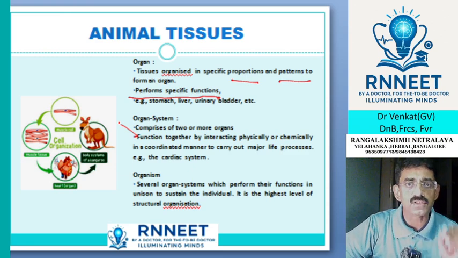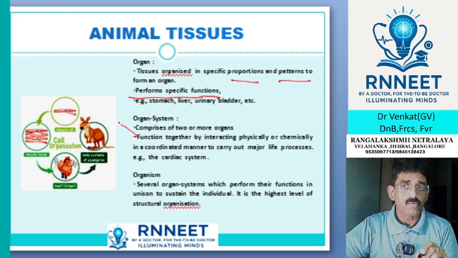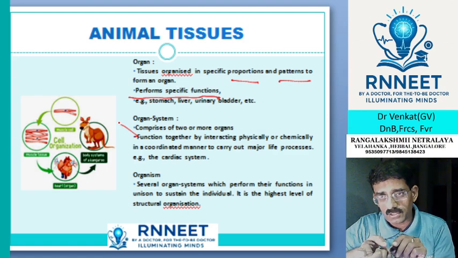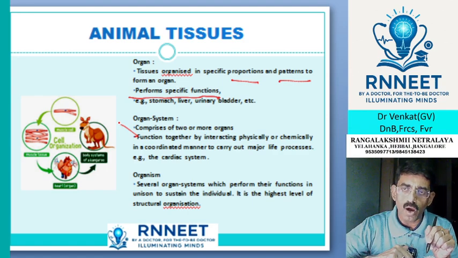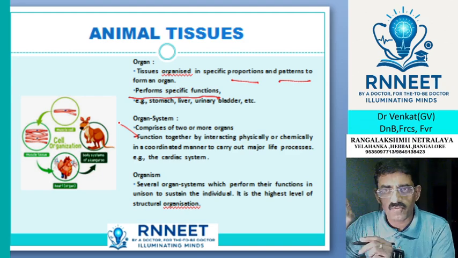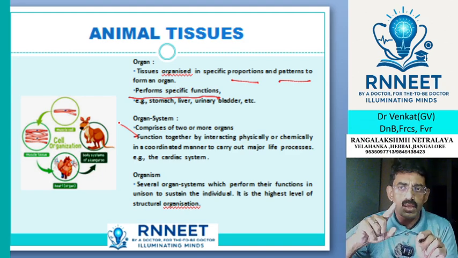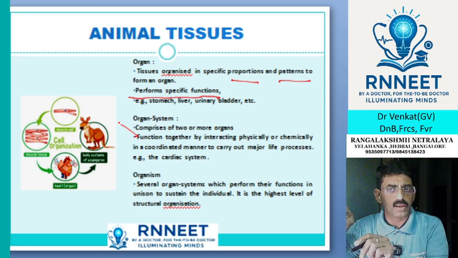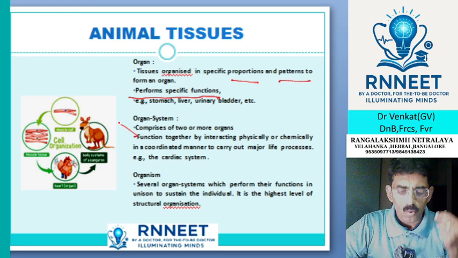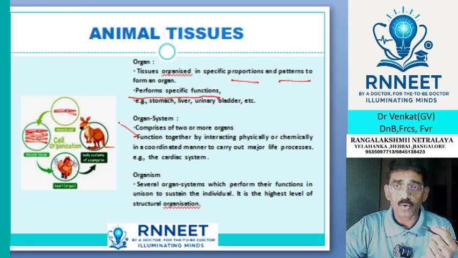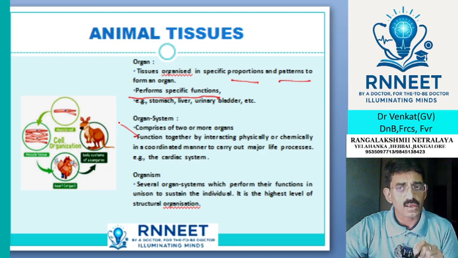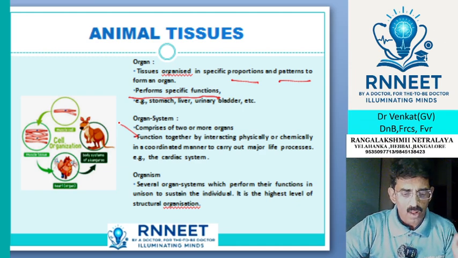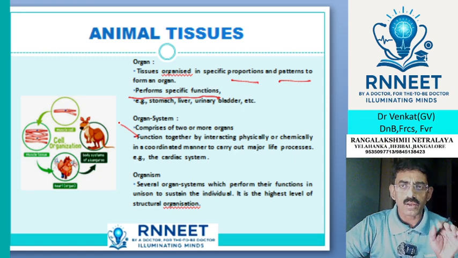So the cardiac system here consists of the heart and the blood vessels. There are blood vessels bringing blood to the heart. There are blood vessels taking out blood from the heart. So it's a common thing where something is bringing, something is pushing, again something is taking it out. So there is a system. When a number of organ systems come together, work together in unison to sustain an individual, such a thing is called an organism, and we are all organisms showing the highest level of structural organization.